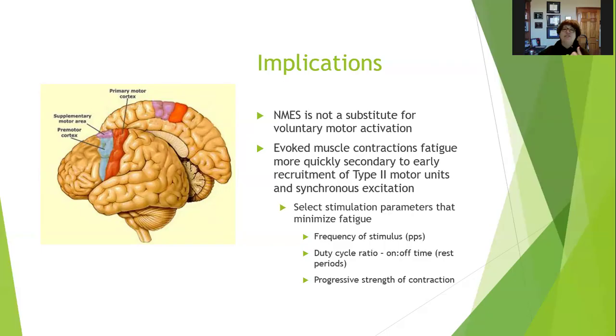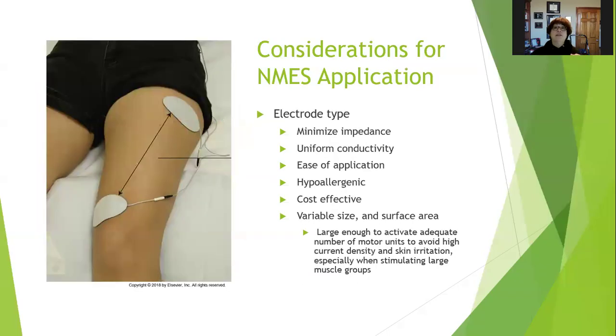Evoked muscle contractions fatigue more quickly, secondary to early recruitment of type 2 motor units and synchronous excitation. You want to select stimulation parameters that minimize fatigue. So you're going to look at the frequency, the on-off time, so you have those rest periods, and progressive strength of contraction. So again, neuromuscular electrical stim is not a substitute for voluntary motor activation. We have other goals that we're trying to achieve with it.